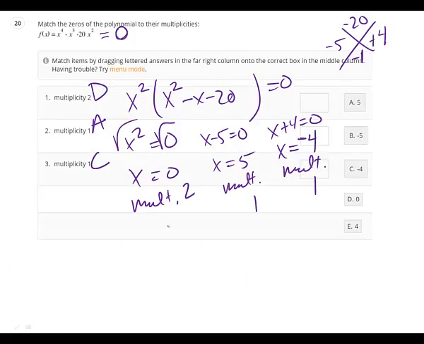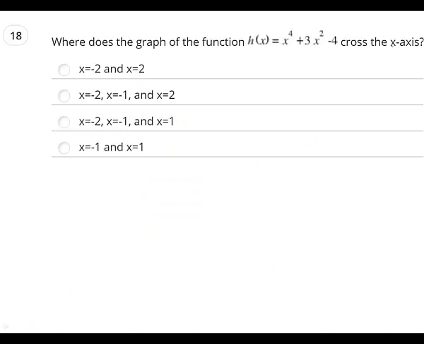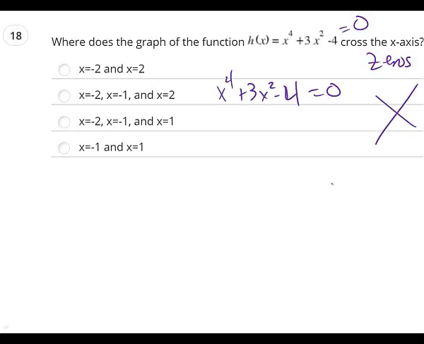14. 18. All right. Where does the graph cross the x-axis? X-axis is the same as zeros. Okay. So I'm going to set the whole thing equal to 0. Okay, so it looks kind of strange, doesn't it? But it's a trinomial, isn't it? Yep. So when we have a trinomial, what do we do? Magic x, right? So two numbers that multiply to negative 4 and add to 3. 4 and negative 1. Good.